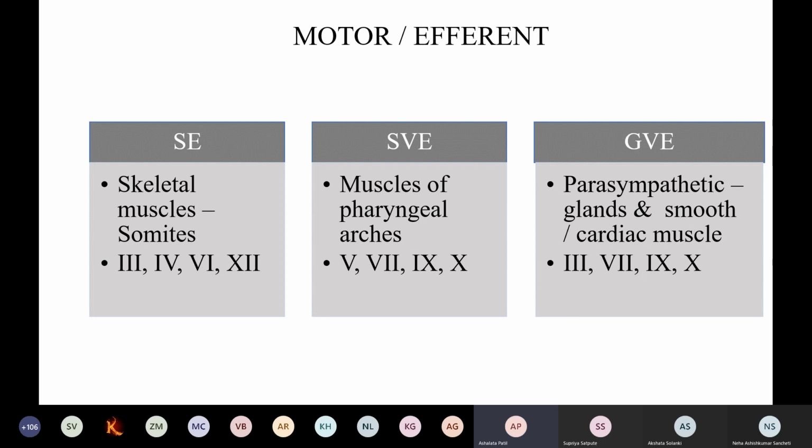And general visceral efferent, it is called as a parasympathetic component. Means this is the cranial part of the craniosacral outflow. So these nerves will be carrying these nuclei, they will be giving origin to these preganglionic parasympathetic fibers. So which nerves are having this general visceral efferent, that is parasympathetic component? That is the 3rd nerve, Edinger-Westphal nucleus, 7th nerve, superior salivatory nucleus, 9th nerve, inferior salivatory nucleus, and the 10th nerve, that is the dorsal nucleus of vagus.